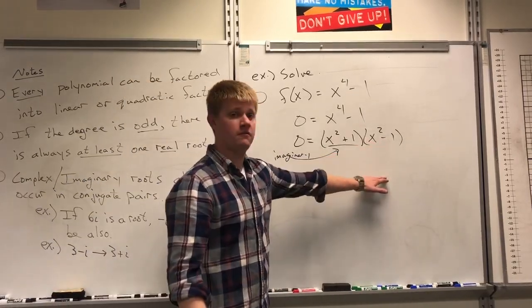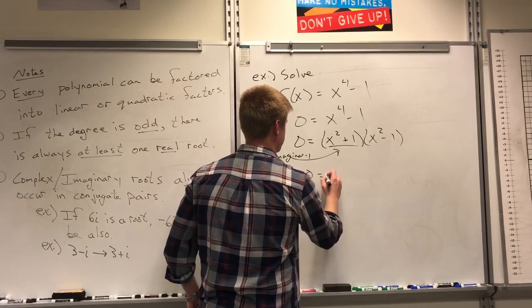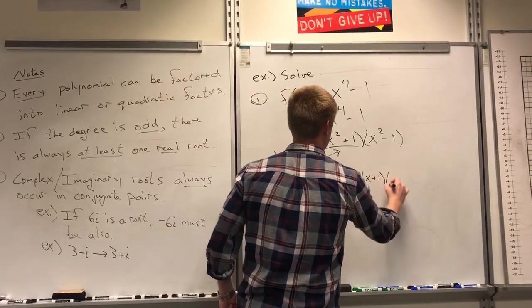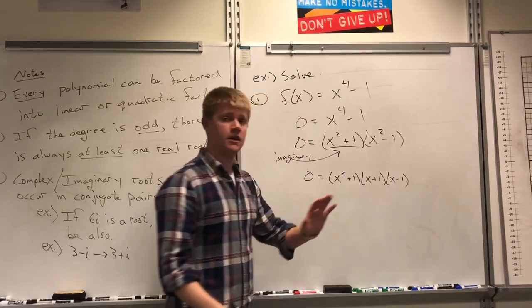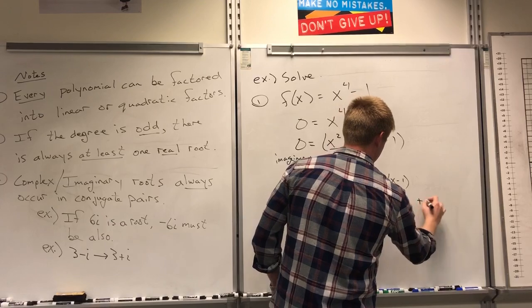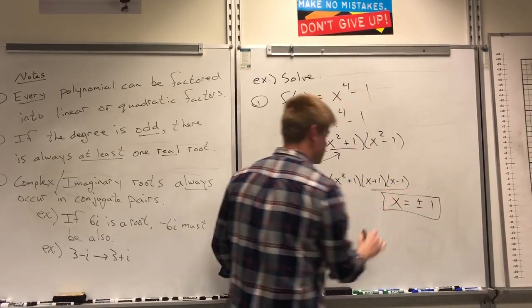This part, however, I can factor. It's just another difference of squares. And this would be x plus 1 and x minus 1, giving us two real solutions, positive and negative 1. So again, there's two of them.